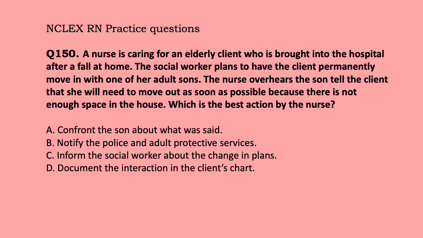NCLEX RN Practice Questions. Question 150. A nurse is caring for an elderly client who is brought into the hospital after a fall at home. The social worker plans to have the client permanently move in with one of her adult sons. The nurse overhears the son tell the client that she will need to move out as soon as possible because there is not enough space in the house. Which is the best action by the nurse? A. Confront the son about what was said. B. Notify the police and adult protective services. C. Inform the social worker about the change in plans. D. Document the interaction in the client's chart.